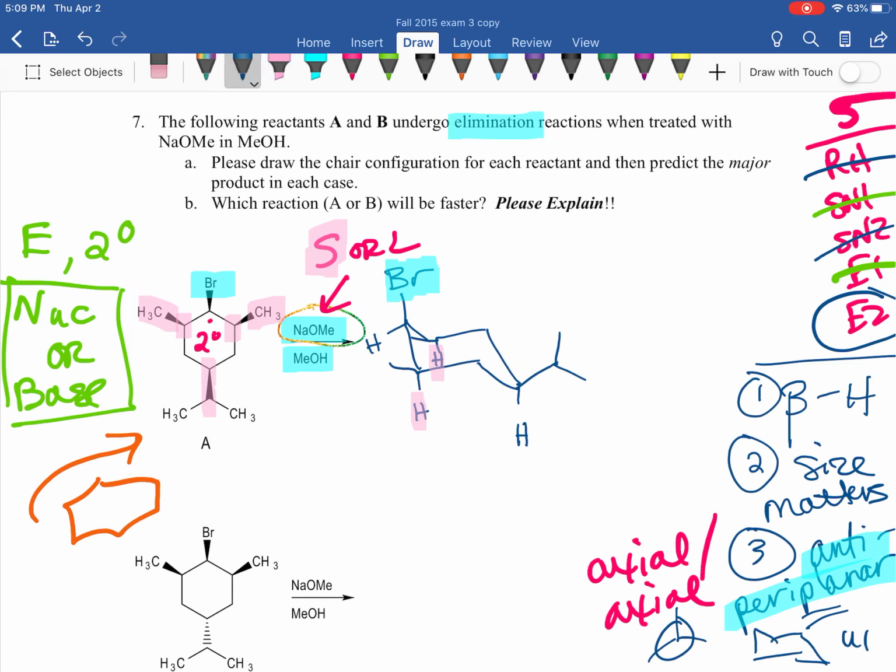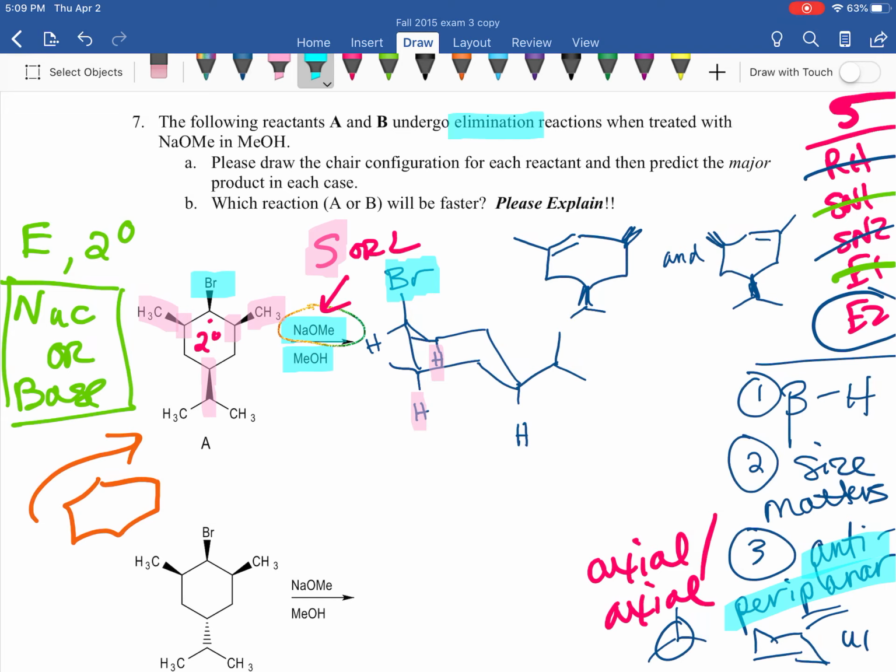So what is our product? Well, it's a mixture of both of them. Wait for it, you gotta write both. Okay, so we can go to this side and this side. Are they different? Yes, we have stereo centers there. Okay, perfect. So hang on a second.